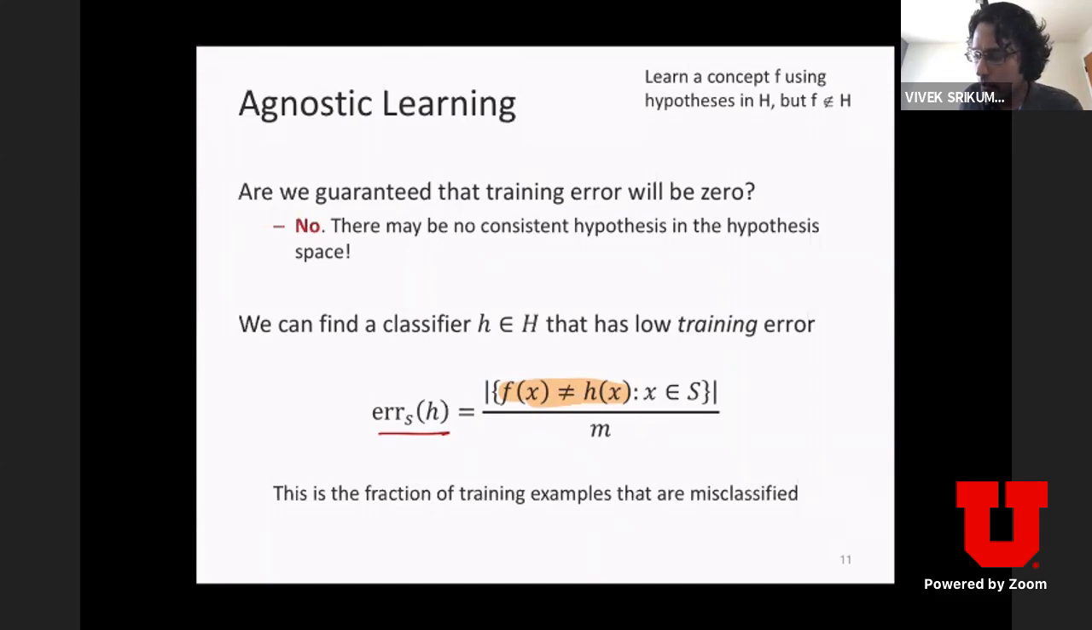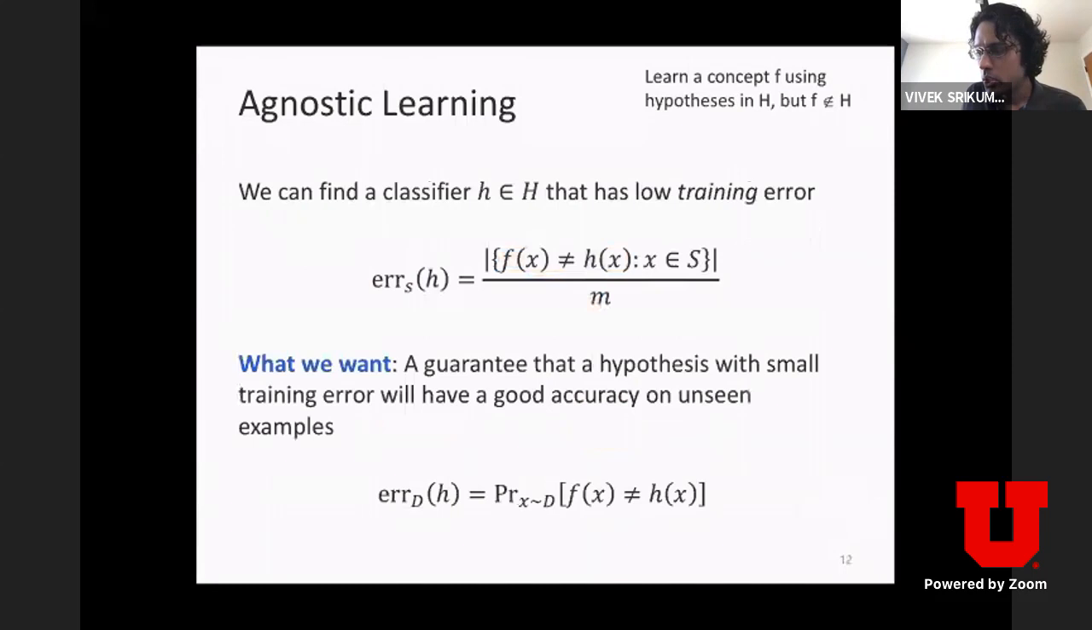So the error is the number of examples where there's a mistake divided by the number of examples you have. So it's the fraction of examples that are misclassified. This is the training error. It's something that we can calculate given the hypothesis. We can, of course, find a classifier that has low training error, but we don't really care about low training error. We want a classifier that has low generalization error, or equivalently, high accuracy on future examples that are unseen.